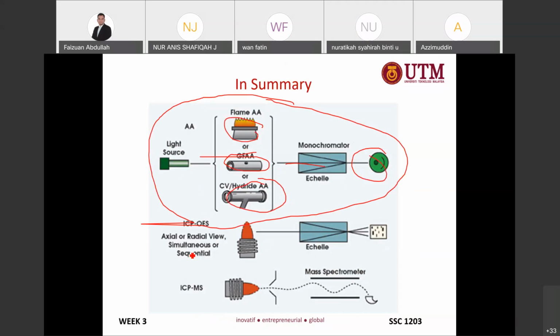For other instruments, we have ICP-MS. So we have a plasma. We transform the analyte, the sample, into plasma, and then we have a mass spectrometer to detect the analyte. We will learn this after this, but for AAS, this is the concept. We have light source, and to atomize the sample, either we use flame, graphite furnace, or cold vapor or hydride generation. Remember, cold vapor is for mercury and hydride generation is for arsenic and selenium. And then we have a detector.